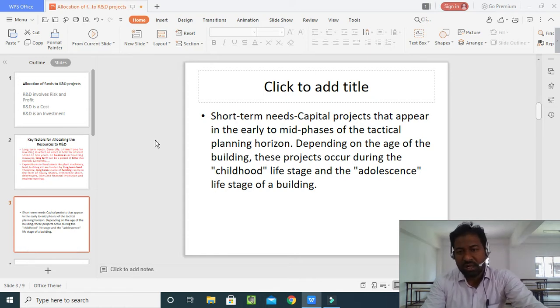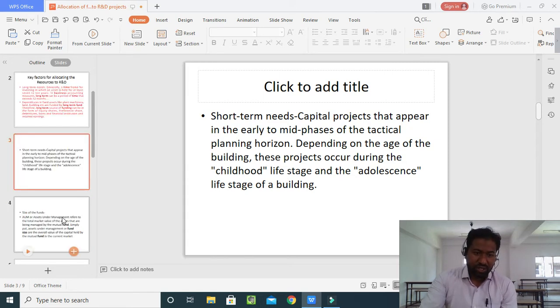Short term needs are nothing but capital projects that appear in the early to mid phases of the tactical planning horizon. Depending on the age of the building, these projects occur during the childhood life stage and the adolescent life stage of the building. Maybe the building was constructed 10 years back and it is going to be destroyed after 2 or 4 years, or we can utilize a building for the upcoming 4 years or 2 years or 6 months or 2 months, whatever it may be. So we should be very careful about this.